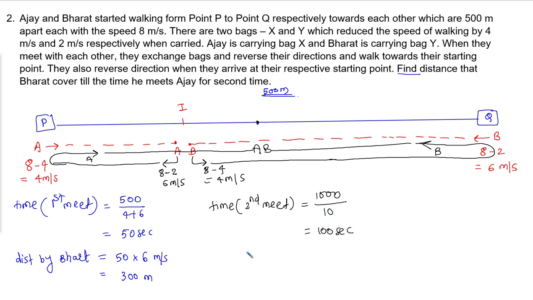So during these 100 seconds, the speed of Bharat is how much? Speed of Bharat is equal to 4 meter per second. So distance traveled by Bharat in this 100 seconds becomes 100 into 4, that is equal to 400 meters. So the total distance traveled by Bharat becomes 300 plus 400, that is equal to 700 meters.